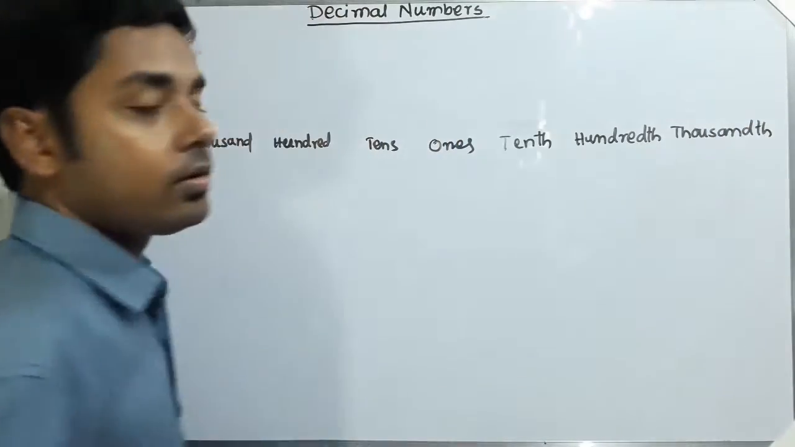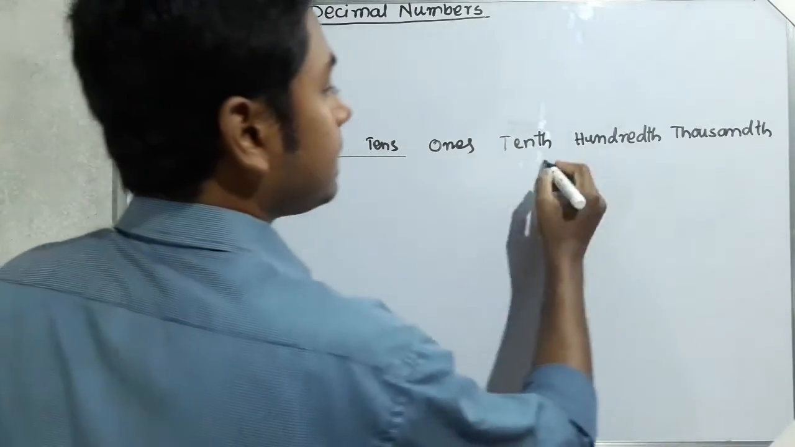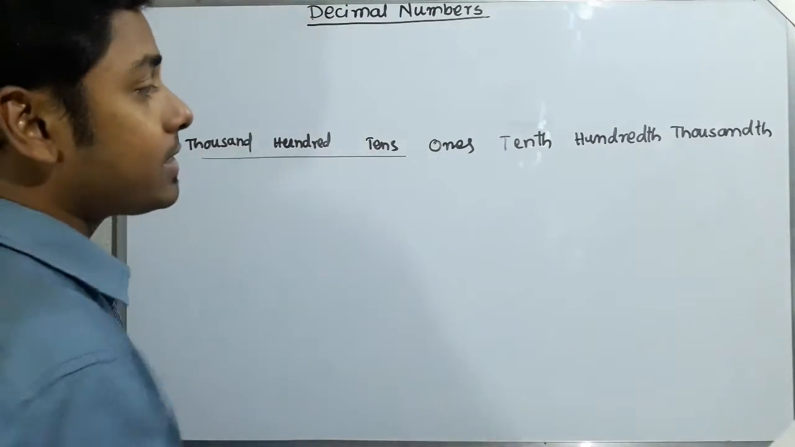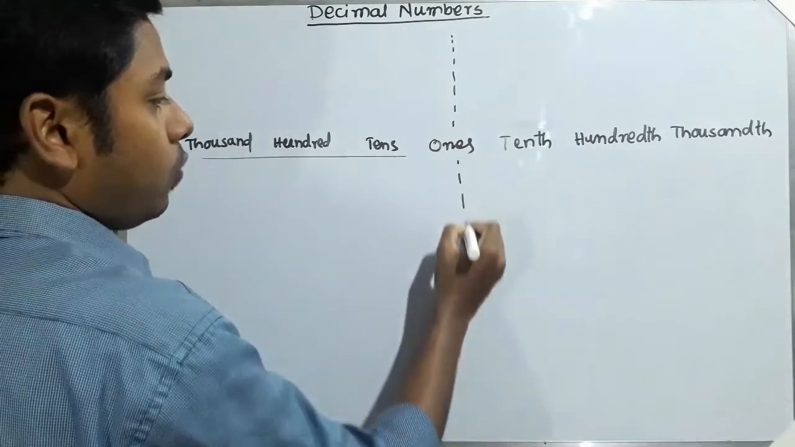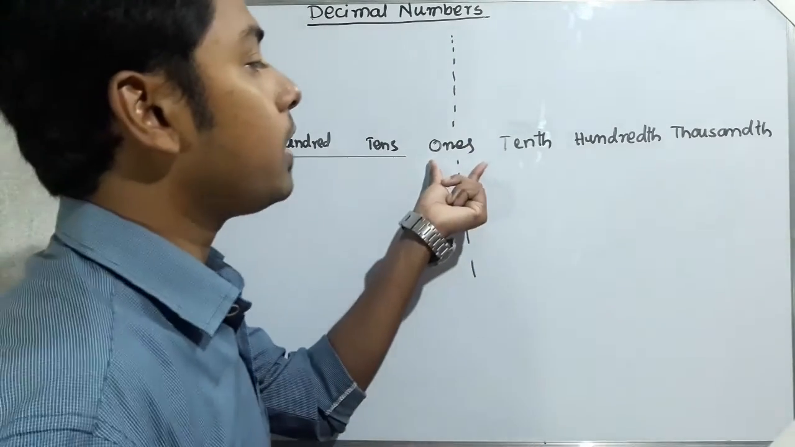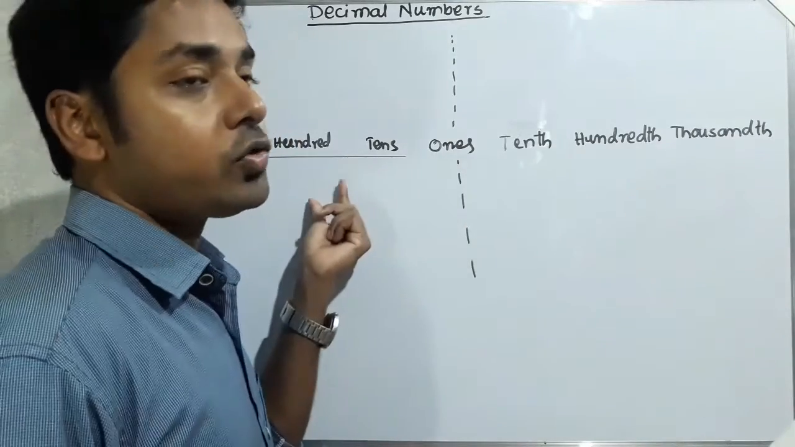and so on. So what is the difference between this system and this one? You can see this ones is the common part of both.